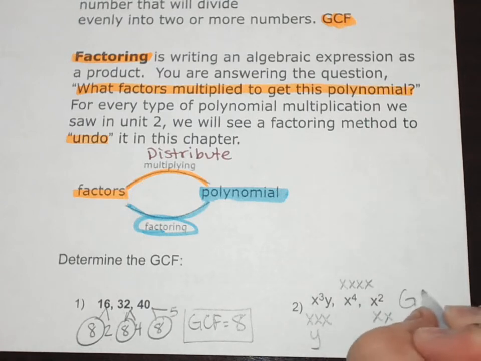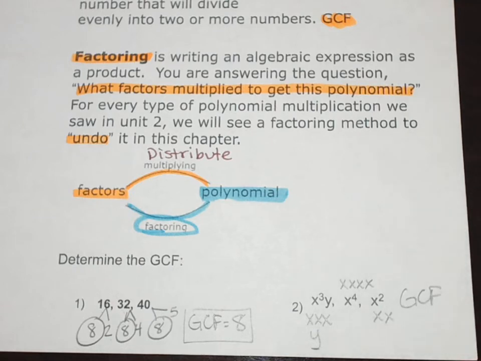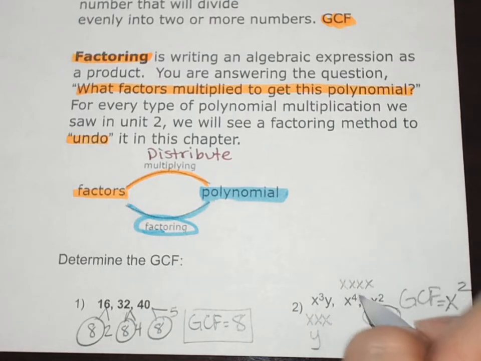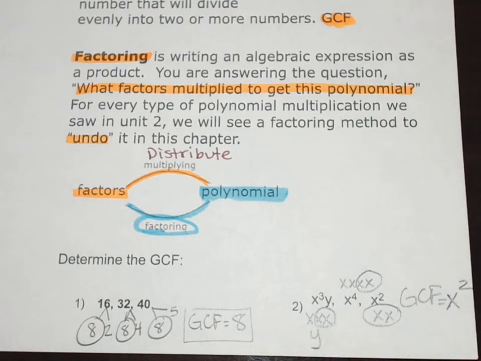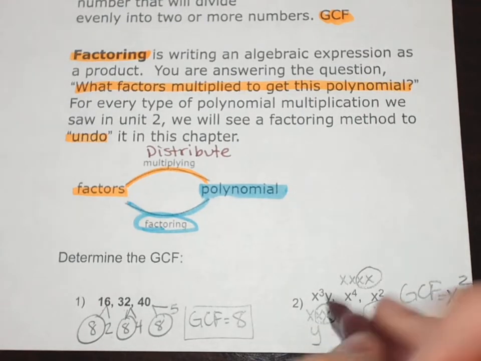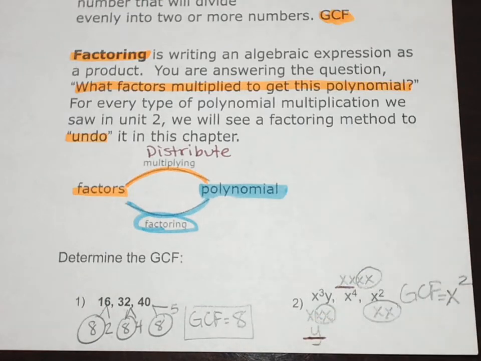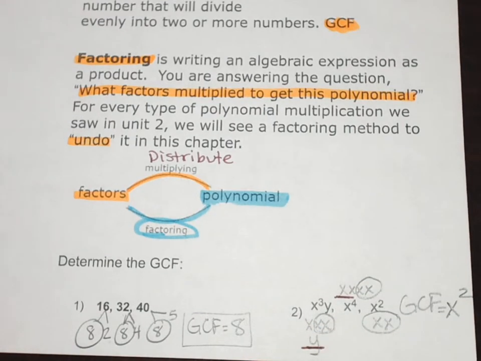So my GCF, the greatest common thing that I can find, let's look at the x's. It's going to be x squared. I can't go any higher than that because that's all that this term has to give. It can't give x cubed because there's not 3 x's. And it can't give x to the 4th because there's not 4 x's. So the highest you can go is x squared. So if I take out an x squared and an x squared, there's my GCF, x squared. Now your leftover business here is important, and we're going to talk about that next because we use those.